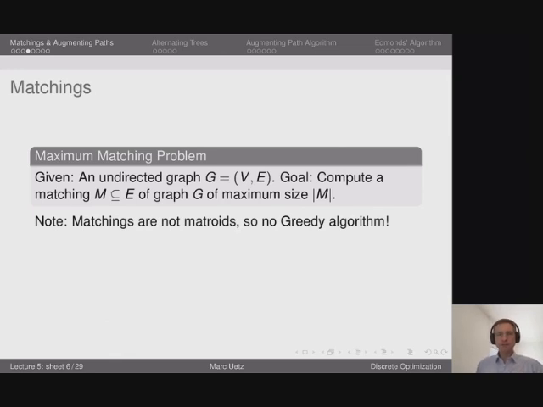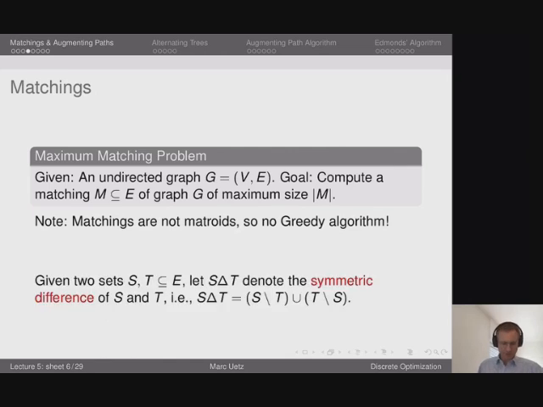For everything that we will do in this lecture, we need the notion of the symmetric difference of subsets of the edges of the graph. So given two subsets S and T, subsets of the edges of the graph, this S triangle T denotes the symmetric difference. So it's all the edges which are in S but not in T, together with all the edges which are in T but not in S.